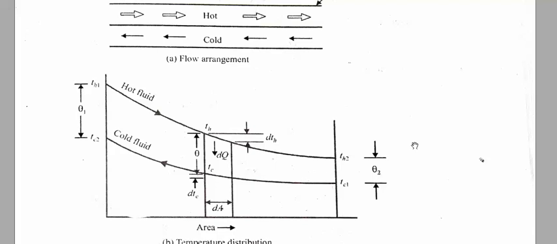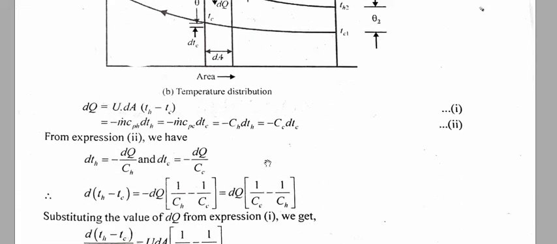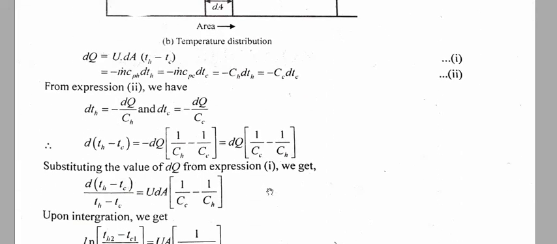Here we have taken the elemental area dA. The cold fluid with temperature Tc1 is coming from the right hand side, and the hot fluid is coming from the left hand side. Let's derive the equation for this.